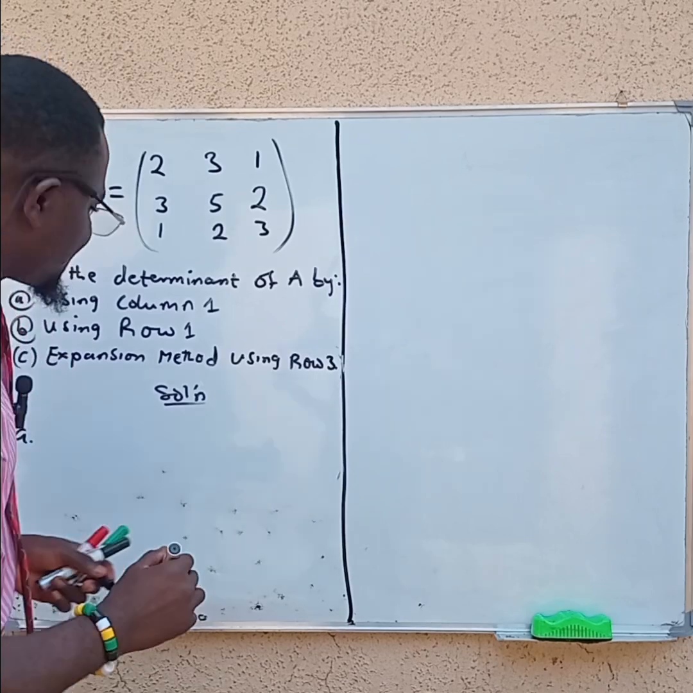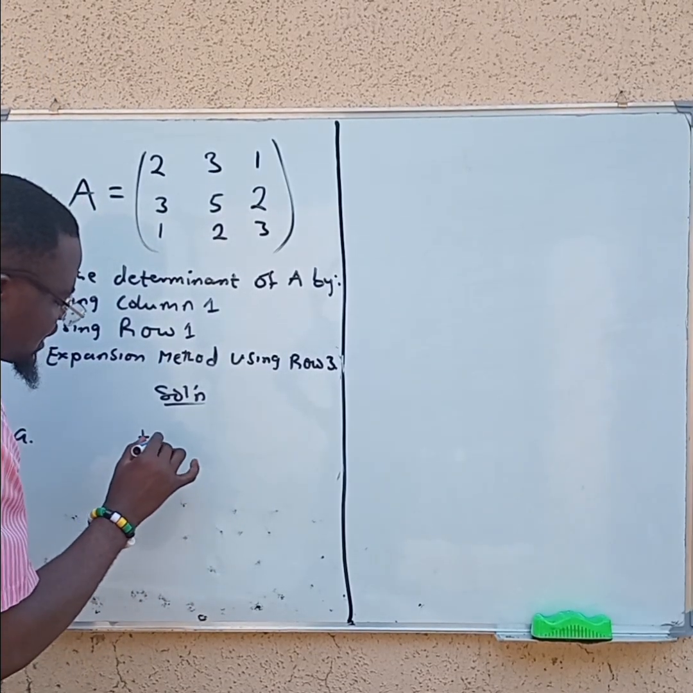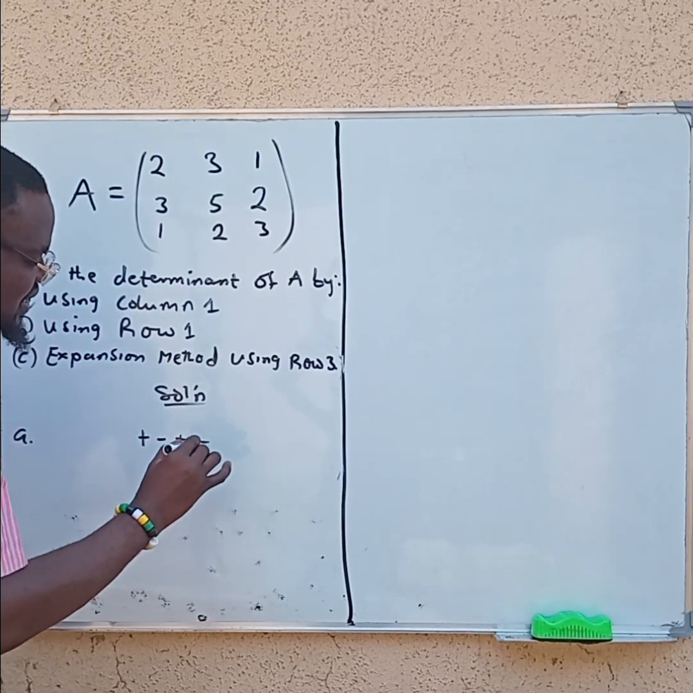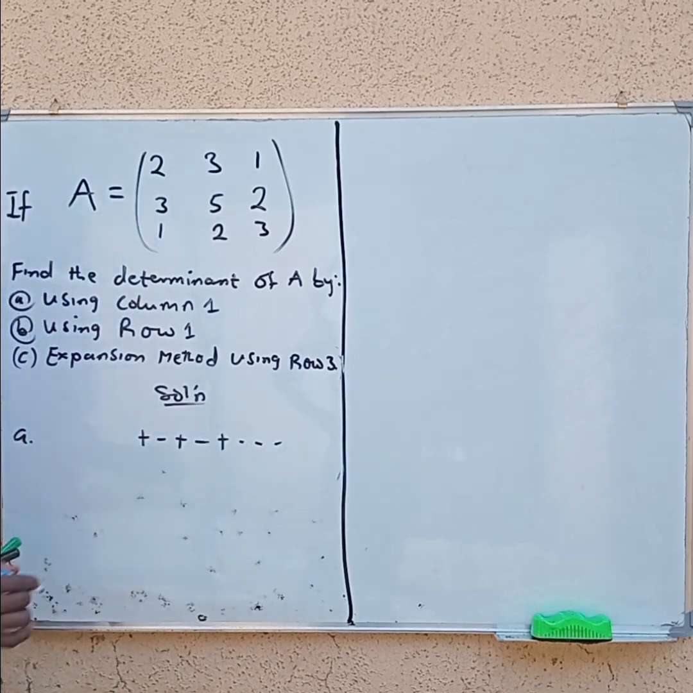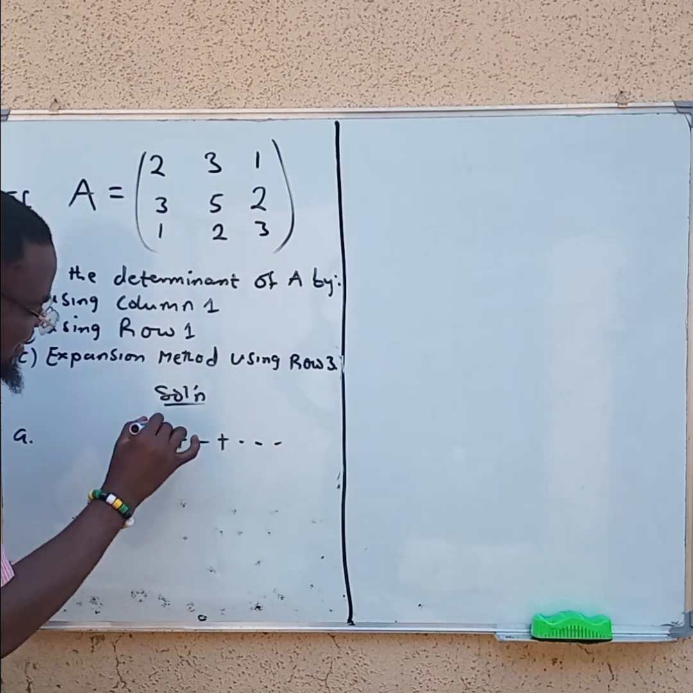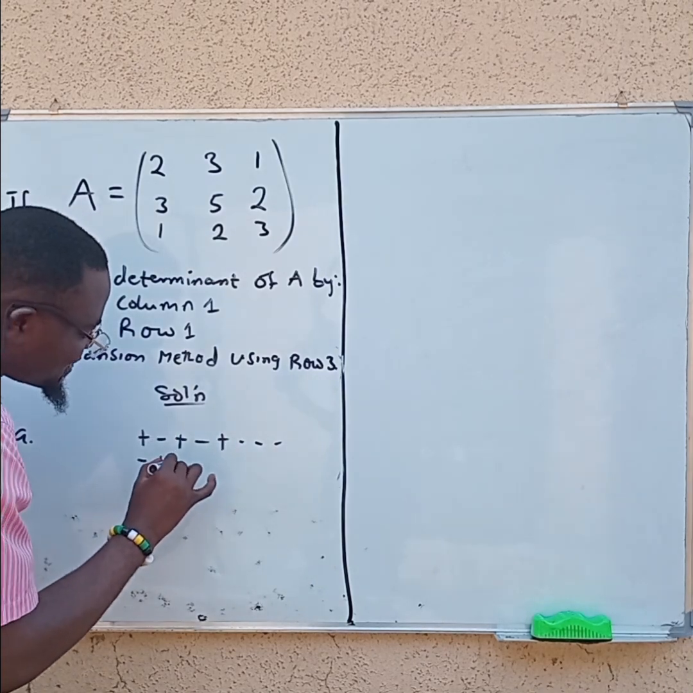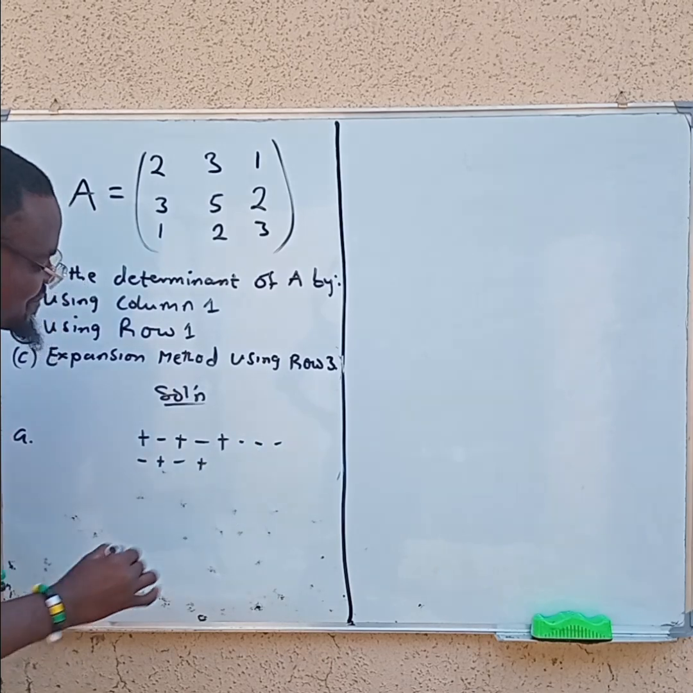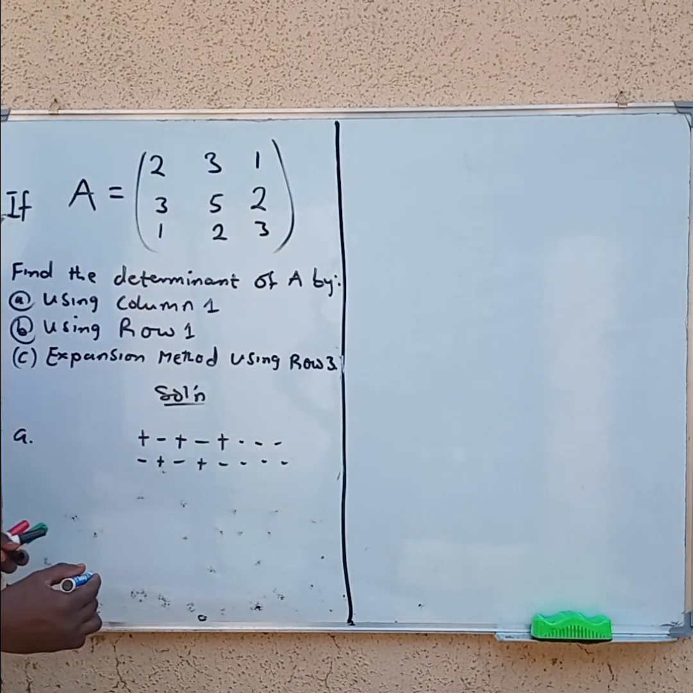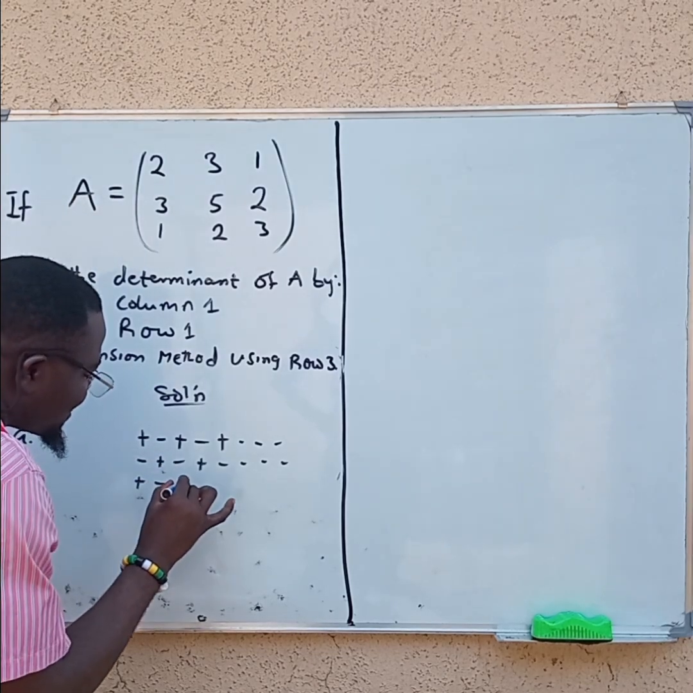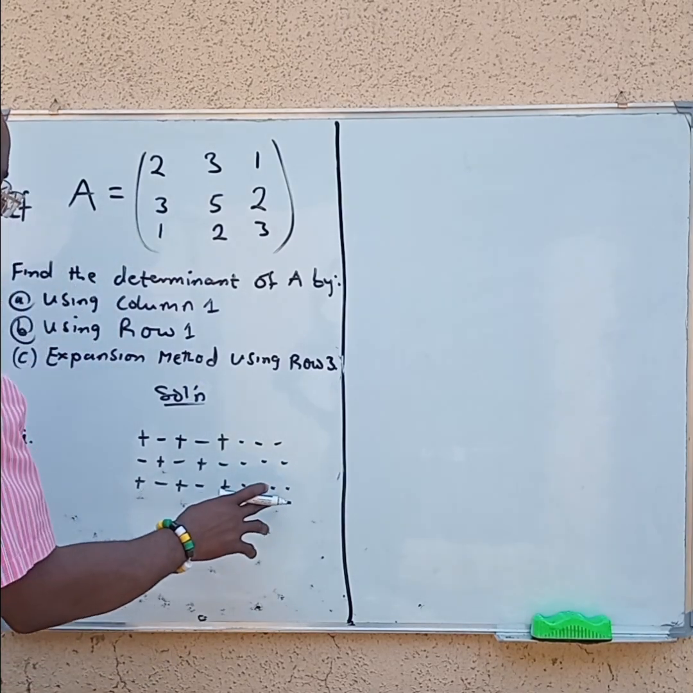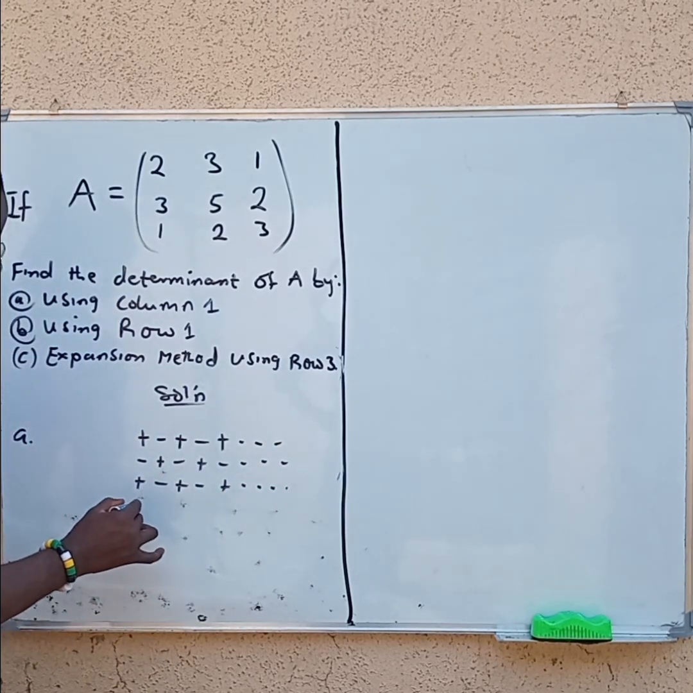Let's recall the place sign. If I have plus, the next one will be minus. After minus, the next one is plus. After plus, the next one is minus, and it continues. Same thing here. Since there's plus up, the down will be minus. Since there's minus, the down will be plus, and it continues. Same thing happens here. Plus, minus, plus, minus, plus, and it continues, right?